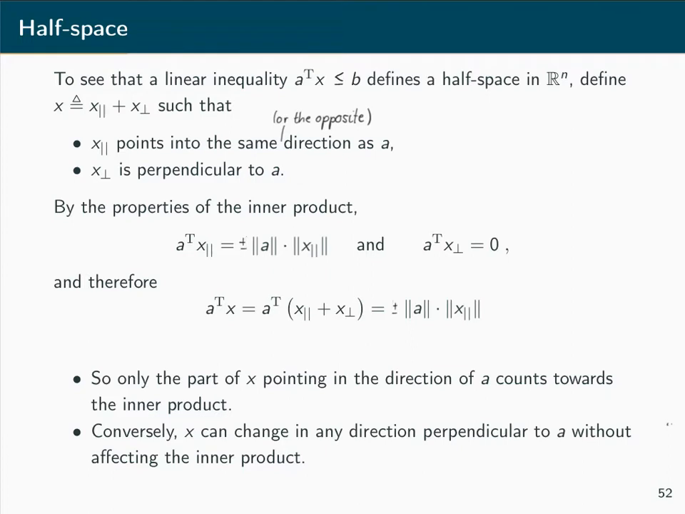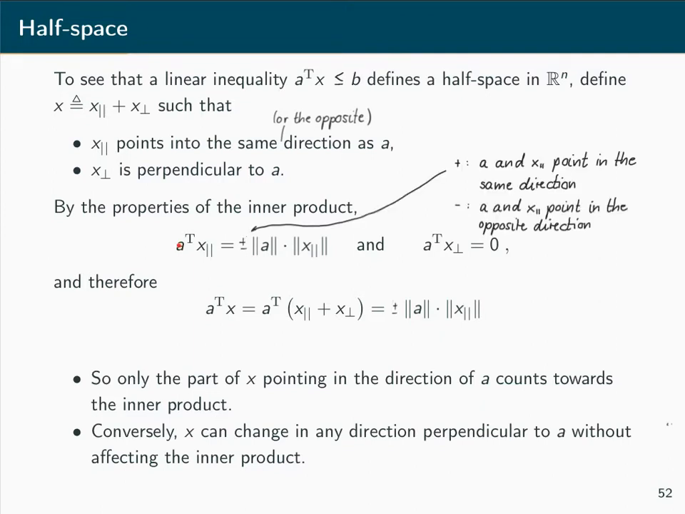By the properties of the inner product, A transpose with x parallel is now equal to either plus or minus the product of the two lengths of the vectors, because the angle between A and x parallel is either 0 degrees, in which case the cosine is +1, or it's 180 degrees, where the cosine is -1. And the inner product of A with x perpendicular is 0, because the angle between x perpendicular and A is either plus or minus 90 degrees, and so the cosine is 0.